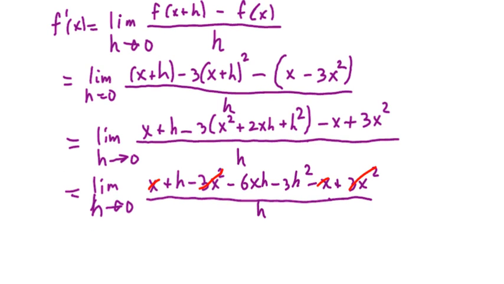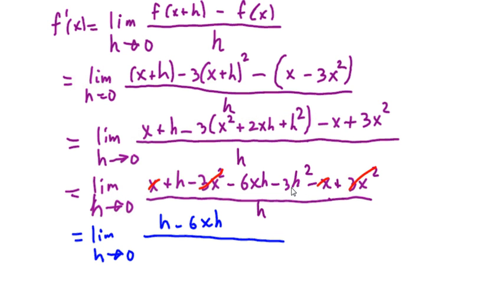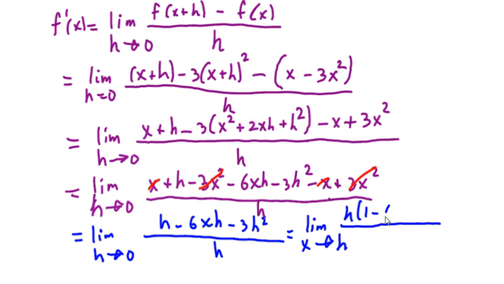So we bring down what we have left here, the limit as h approaches 0 of, we simply have h and then minus 6xh, and then we have minus 3h squared all over h, which equals the limit as h approaches 0 of, we factor out an h, we have h times 1 minus 6x minus 3h over h. And so h over h cancel.